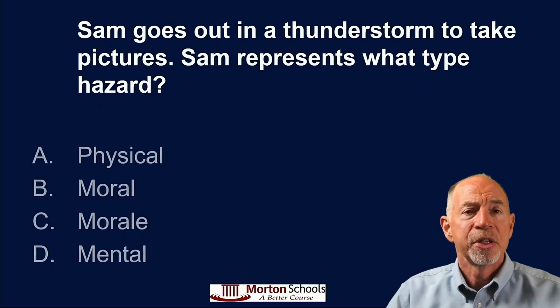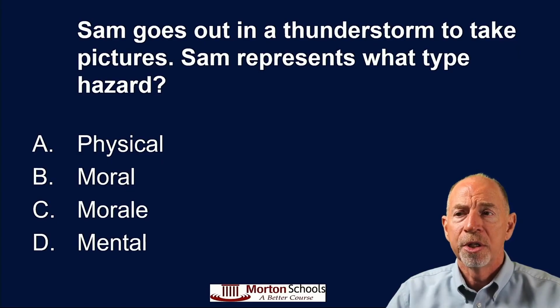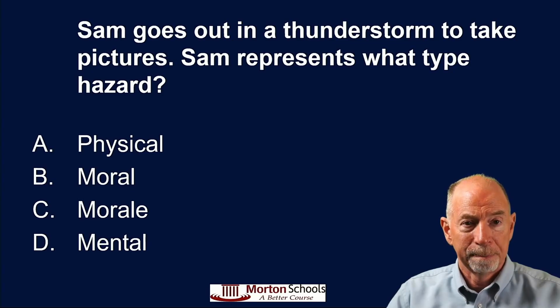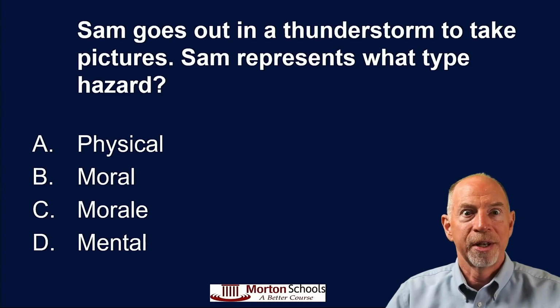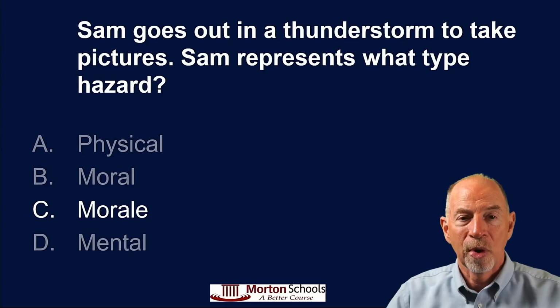Here's the question. Sam goes out in a thunderstorm to take pictures. Sam represents what type of hazard? Well, this going out in a thunderstorm is probably not a tendency, unless he goes out in every single thunderstorm. But going out in a thunderstorm probably is indifference. That's probably morale hazard. So that wraps up that concept.